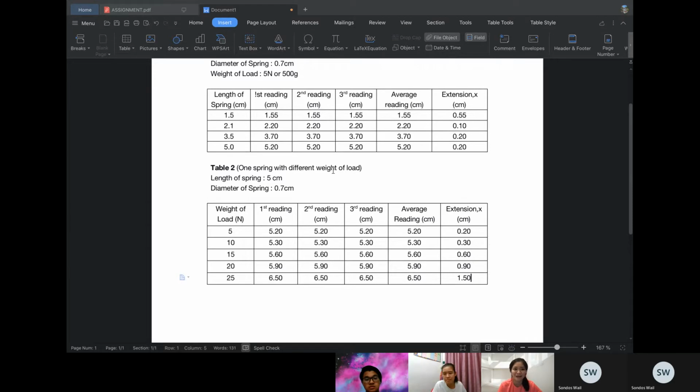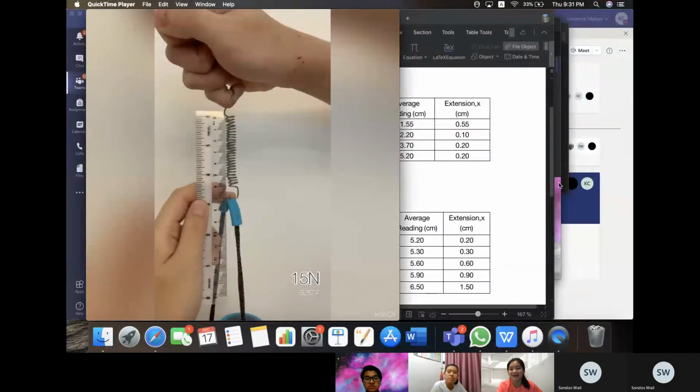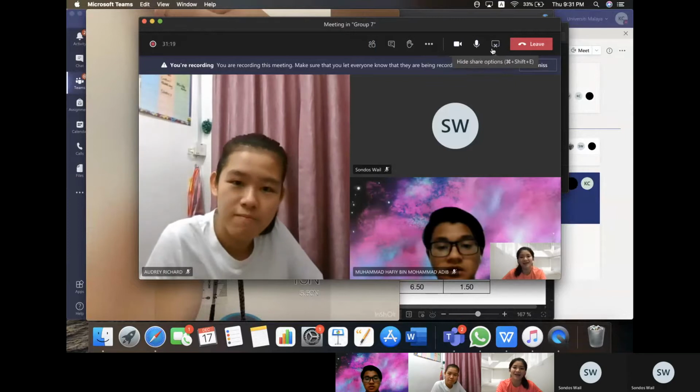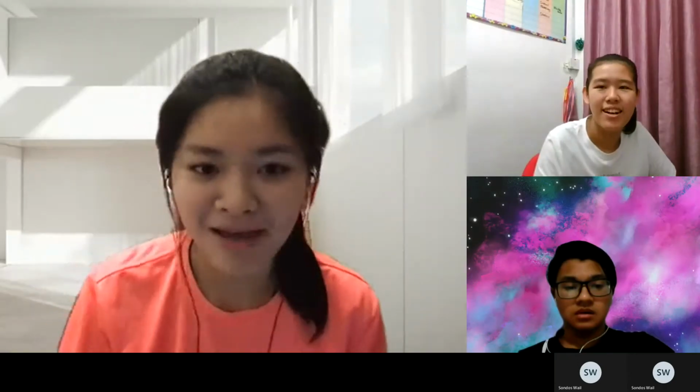I'm trying to find the yield point, but I think I can't because I can't get an accurate reading of it. So I'm just increasing the weight of the load, and I discover the extension of the wire becomes larger as the weight increases. Once it reaches the yield point, I think my spring can't return to its original position. Yeah, so basically that's all for my experiment. Any problems? Am I clear?